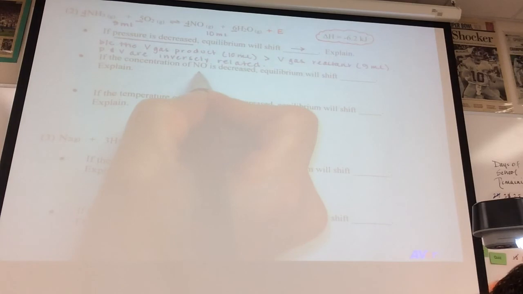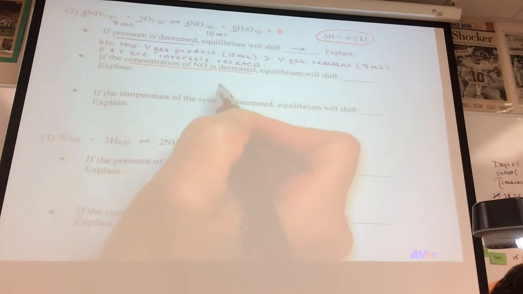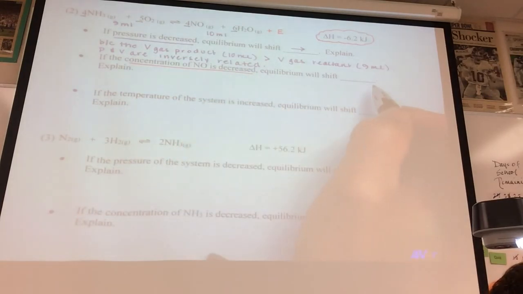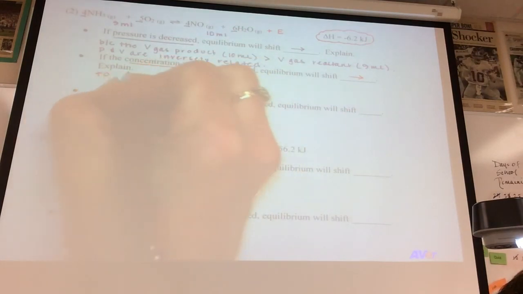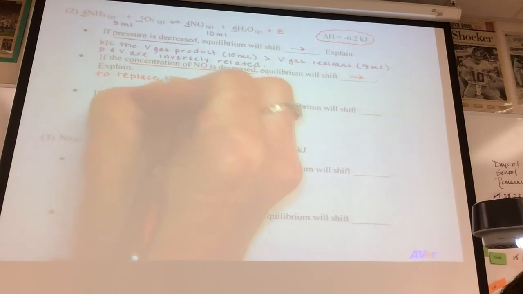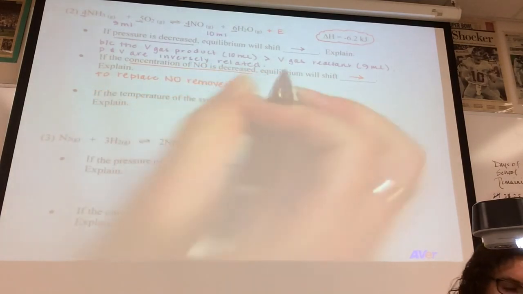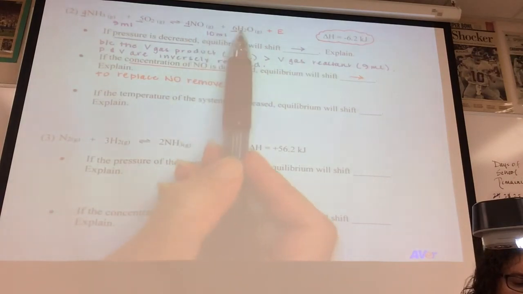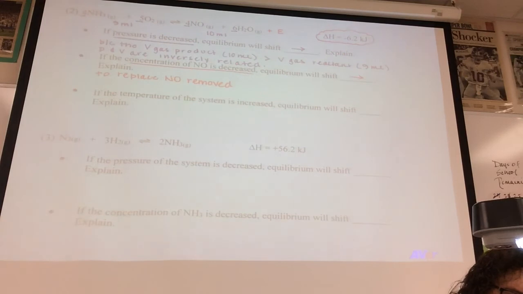What if I decrease concentration of nitrogen monoxide? Equilibrium will shift in the forward direction to replace NO removed. And again, when you shift in the forward direction, product concentration will increase, reactant concentration will decrease.